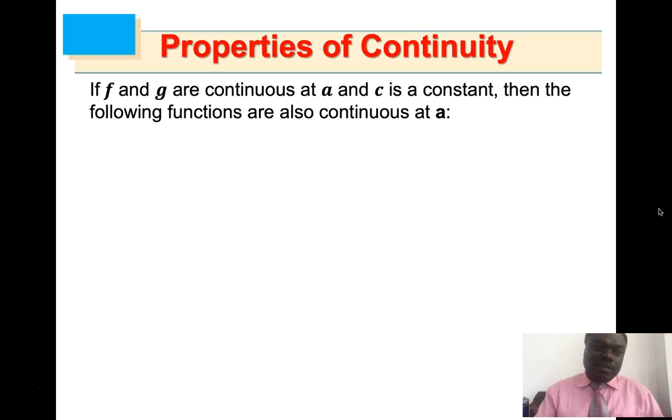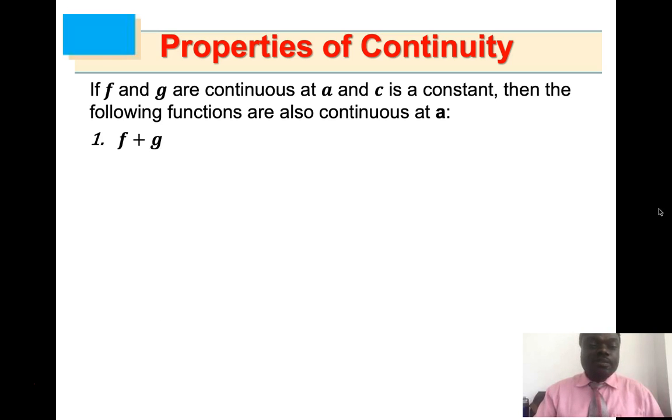If functions f and g are continuous at a, and if c is a constant, then the following functions are also continuous at the point a. So these are the properties of continuity. If you have any two functions, f and g, that are continuous at a, and some value c is a constant, then the following functions are also continuous at the point a.